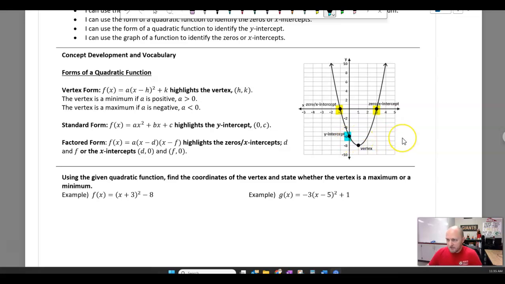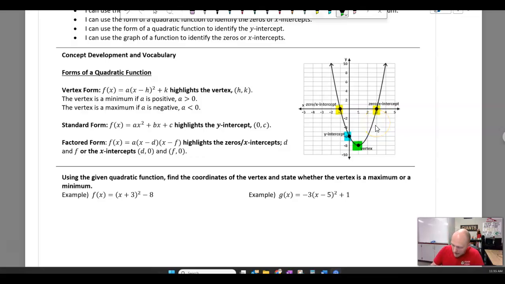And then we also have this key point for a parabola, which is the vertex. And the vertex is the center of the graph, as the graph is symmetrical around this vertical line that runs through the vertex. And it will also be a minimum or a maximum based upon the direction that the graph is opening. Is it opening up or is it opening down?